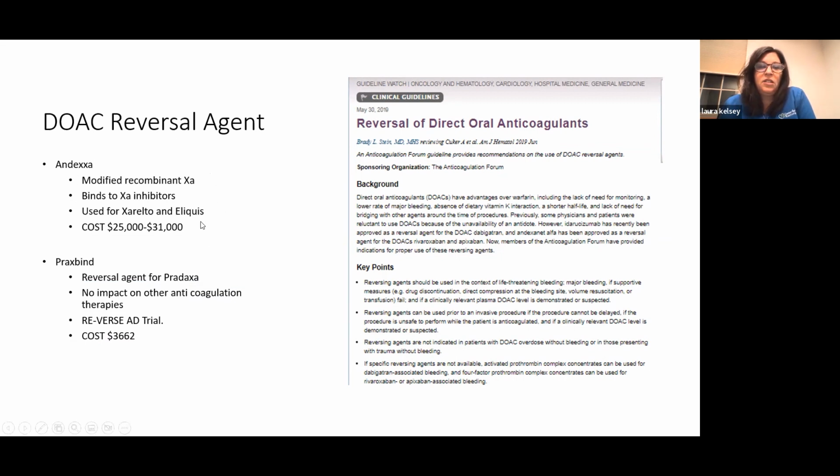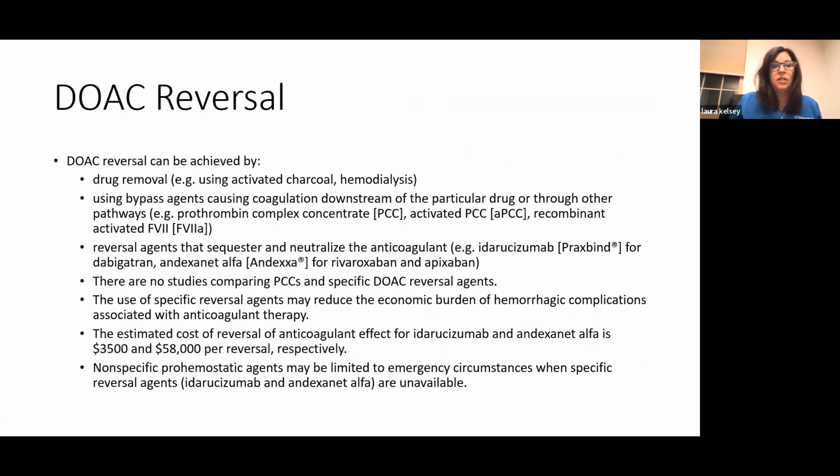So Andexxa is good for the factor Xa inhibitors. This thing is expensive. It's $25,000 to $31,000 to treat a patient with this. And Praxbind is less expensive, and it works specifically on Pradaxa. So the reversal agent for Pradaxa is actually better, I think, than the factor Xa reversal agents. I've seen some patients that have to have a dual therapy, like blood thinner plus aspirin, and I see that the hematologists are more likely to give Pradaxa in that case than Xarelto. And I think it's because of these reversal agents.